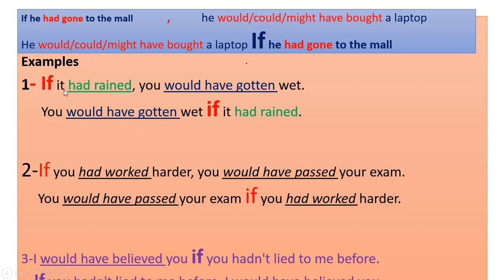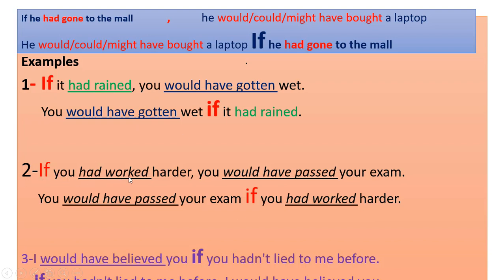Number one, if it had rained, look, we start with the if clause, had plus verb 3, past perfect. If it had rained, the main clause begins with the subject you, would have gotten wet. So we can start with the main clause. You would have gotten wet if it had rained.